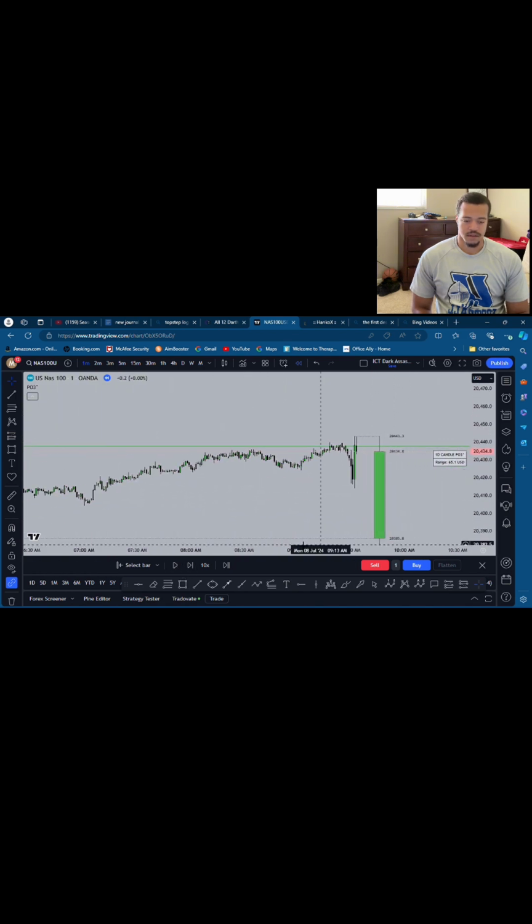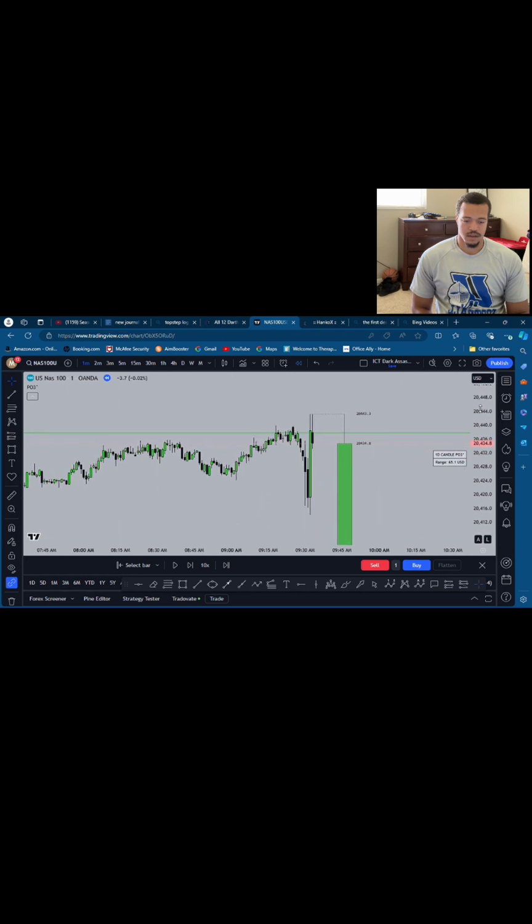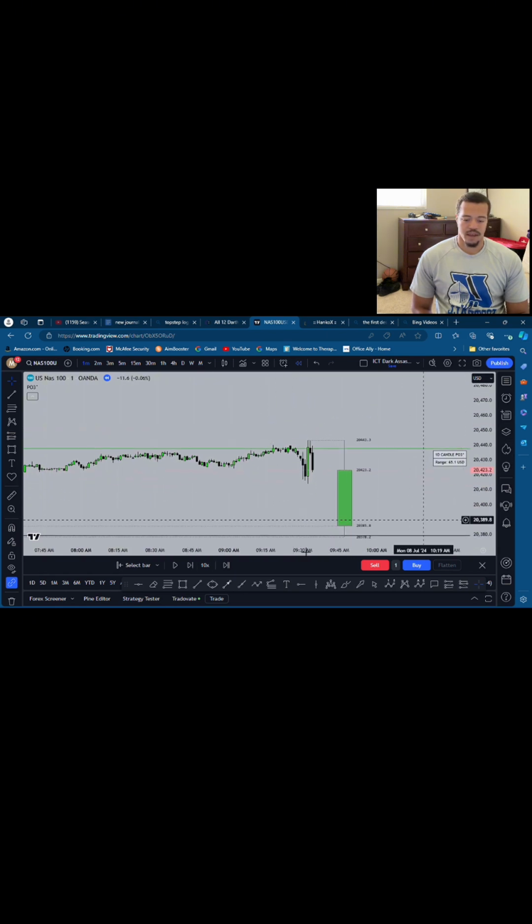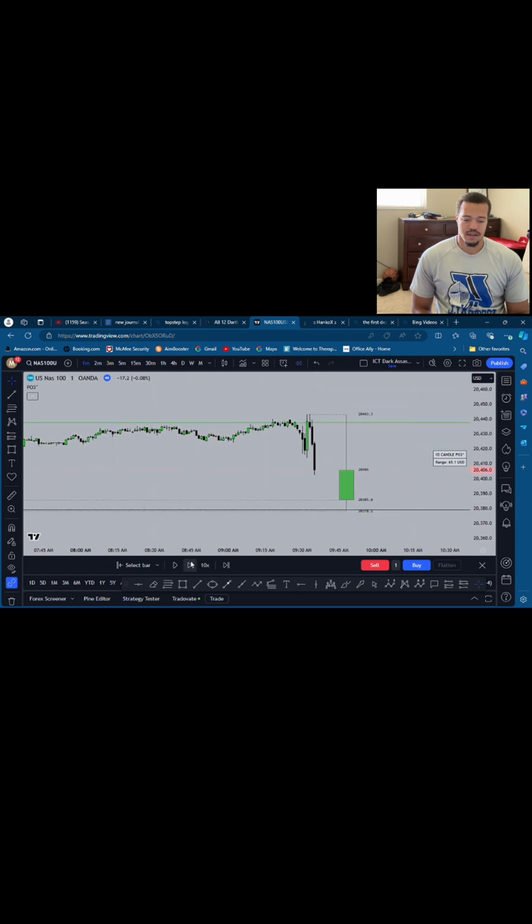Okay, we took some sell side. But I don't like this. I just don't like this displacement. I don't like that. It could go, but I don't like that. So I'm gonna wait. Now this is where it's gonna get interesting. This is where I want to see what price is gonna do.